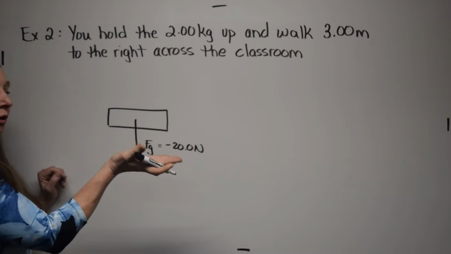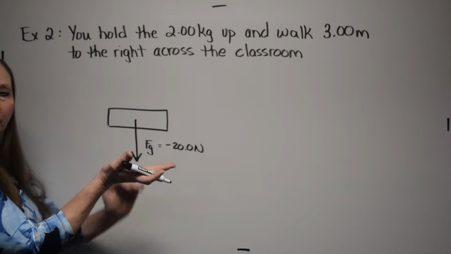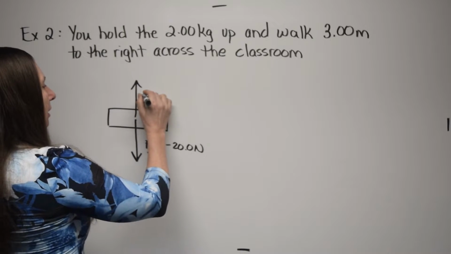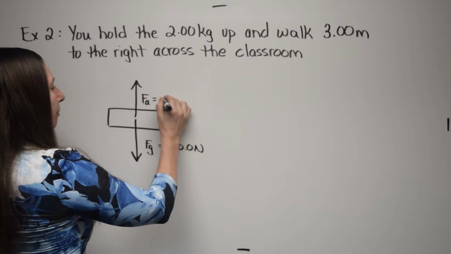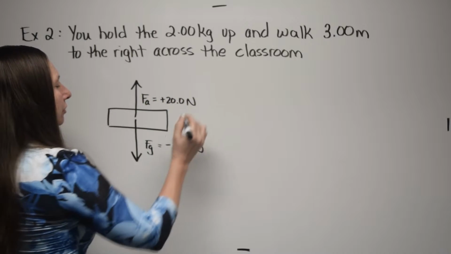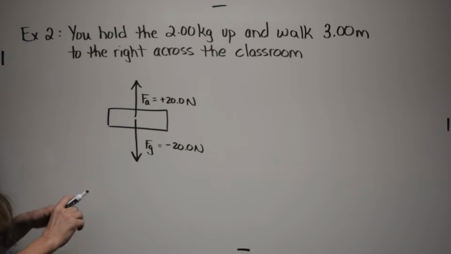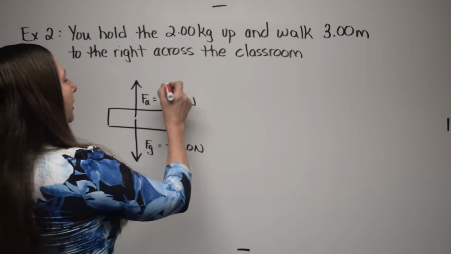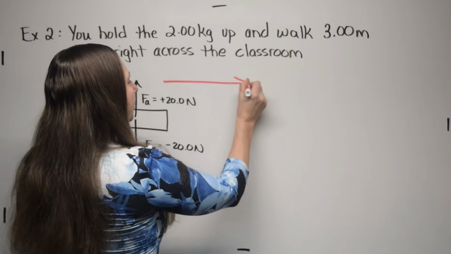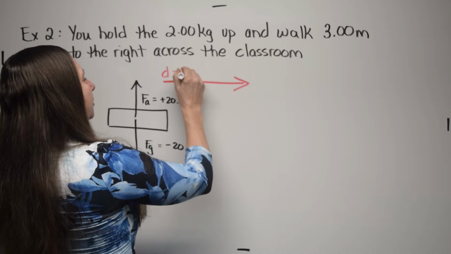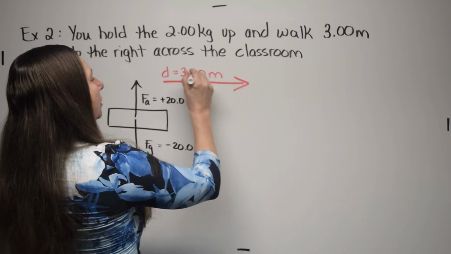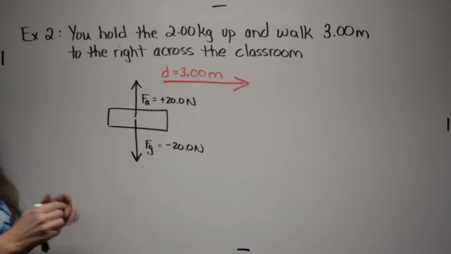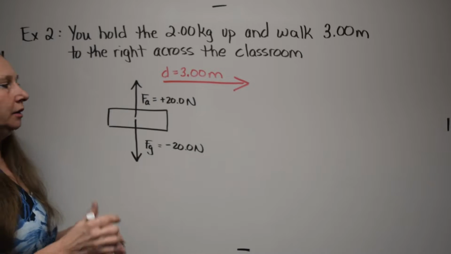You are holding the book up, so vertically the object is at rest, meaning that the net force vertically must be 0, so the applied force upwards is positive 20 newtons, similar to before. But what's happening this time is that the book is moving to the right. The displacement D is 3 meters to the right. We want to decide if either of these forces are doing work on the book.